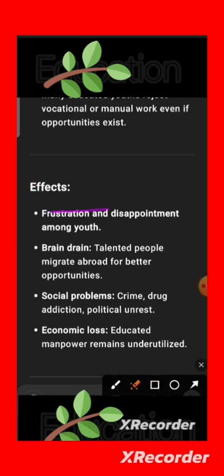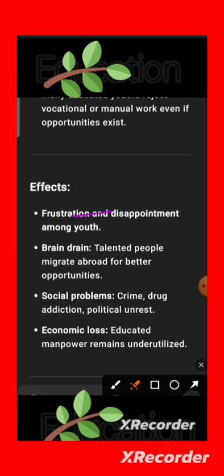Consequences. Consequences of educated unemployment: social unrest and frustration, wastage of human talent, rise in crimes and psychological problems, political instability due to dissatisfaction, brain drain, migration to foreign countries.